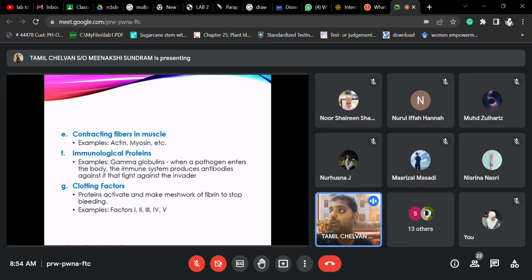Contracting fibers in muscles: in our muscles, protein is used in building actin and myosin. We have immunological proteins, which are important in immunology. When a pathogen enters the body, like gamma globulins, the immune system produces antibodies against it that fight the invader. So gamma globulin, which makes up the immune system, is made of protein. Clotting factors: blood clotting activates and makes a mesh of fibrin to stop bleeding. Factors 1, 2, 3, 4, 5.